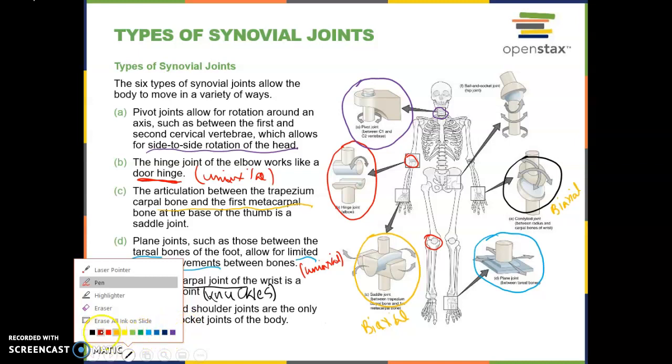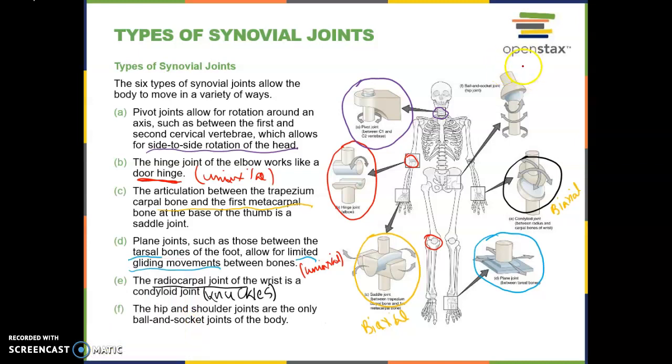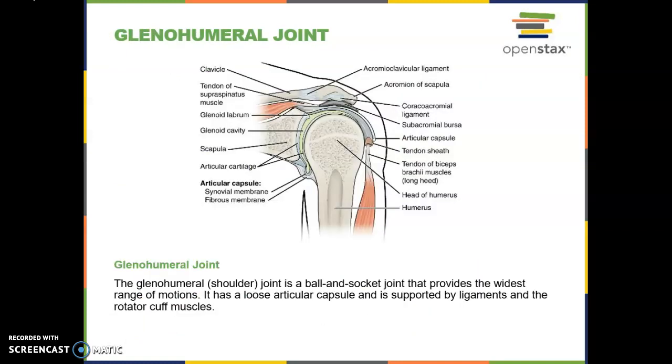Ball and socket, which is right here. This is multi-axial, meaning there is movement in multiple axes. Classic example, your hip and shoulder. These are ball and socket joints. Hopefully this is clear. Moving on to some specific joints now.